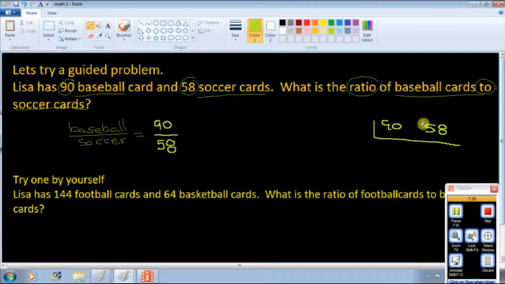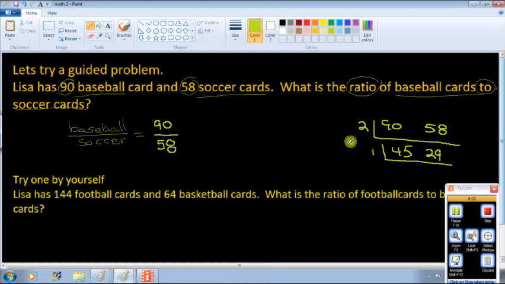Now, I know that these two numbers share the number 2 as a common divisor because they are both even numbers. They both end in an even number. So 90 divided by 2 is 45, and 58 divided by 2 is going to be 29. Now, I'm going to try and find a common divisor for both of these numbers, and after looking at it, I'm deciding that the only common divisor that they share is the number 1. So that's going to be my final ratio.